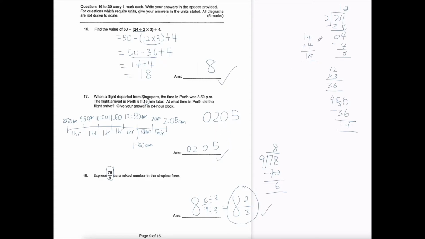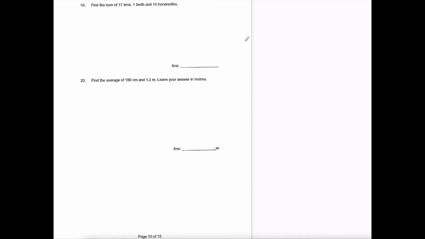Okay, let's move on to question 19. Question 19, find the sum of 11 tenths, 1 tenth, and 10 hundredths. So 11 tenths is 11 plus a 0, because tenths are 1 0. Okay, so that's the trick behind it. 1 tenth is 1/10, or we can call it 0.1. Okay, 10 hundredths. Hundredths means divided by 100, correct? Over 100, correct? So 10/100.